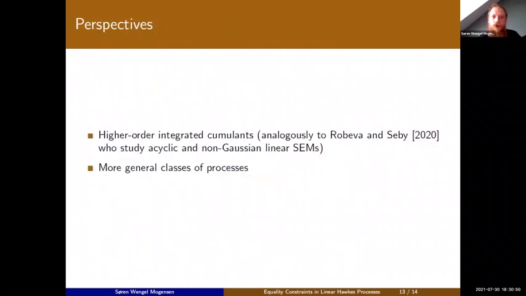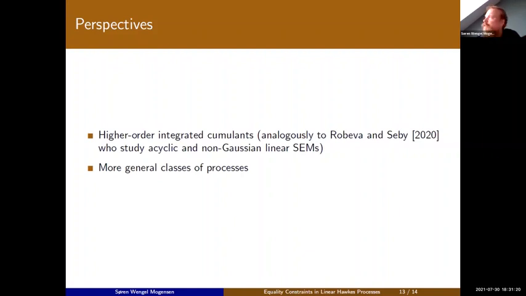Okay, so some ways to further this line of thought. This is only using the covariance or the integrated covariance. You could also use higher order integrated cumulants because they are not 0. And this is somewhat analogous to this recent paper by Robova and Sebi. And so they studied in the acyclic case and non-Gaussian, of course.